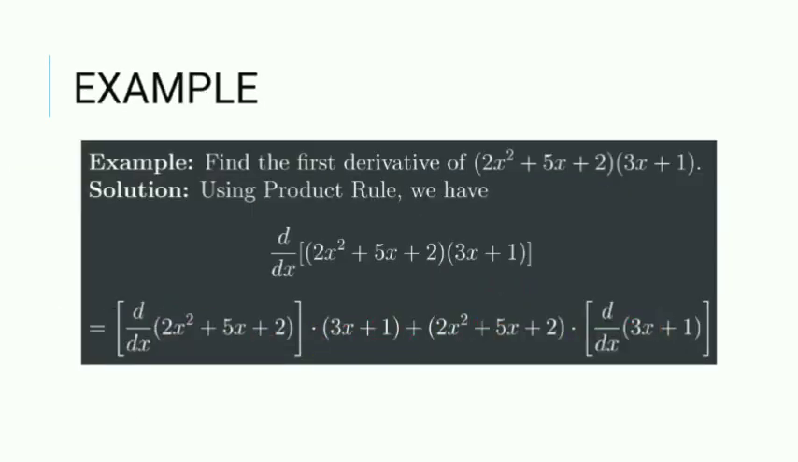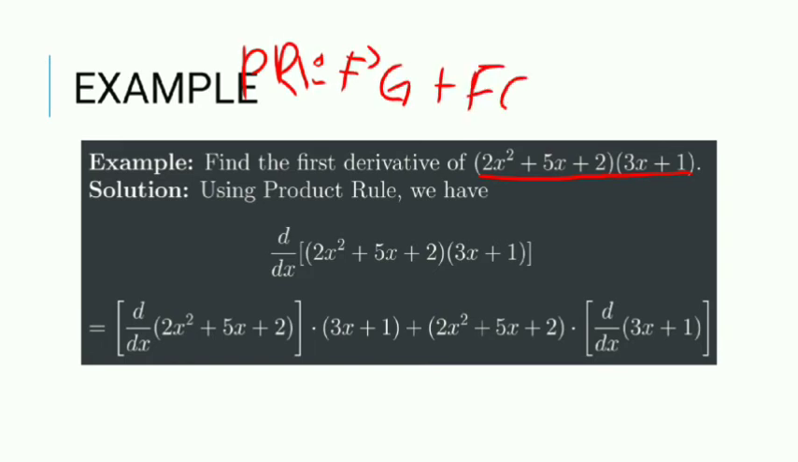So let's try some examples, okay? Example: find the first derivative of the quantity 2x squared plus 5x plus 2 times the quantity 3x plus 1. Since this is a product, we are going to use the product rule. The product rule states that the derivative of f times g is equal to the derivative of f times g plus f times the derivative of g.